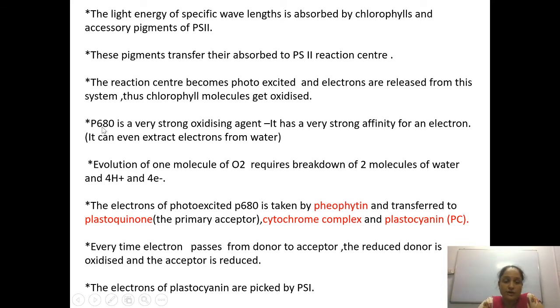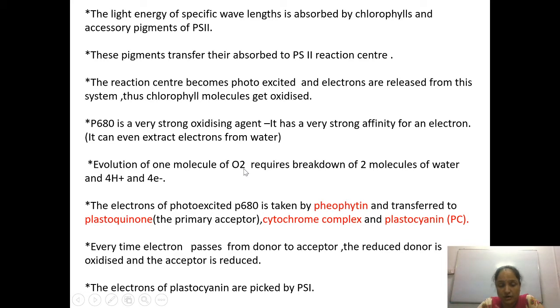Now the next point, which is very important for you: this pigment system 680 is a very strong oxidizing agent in nature, and it has a very strong affinity for electrons. It can even extract electrons from water also. Now, this is an important point for your competition purposes also. Evolution of one molecule of O2.